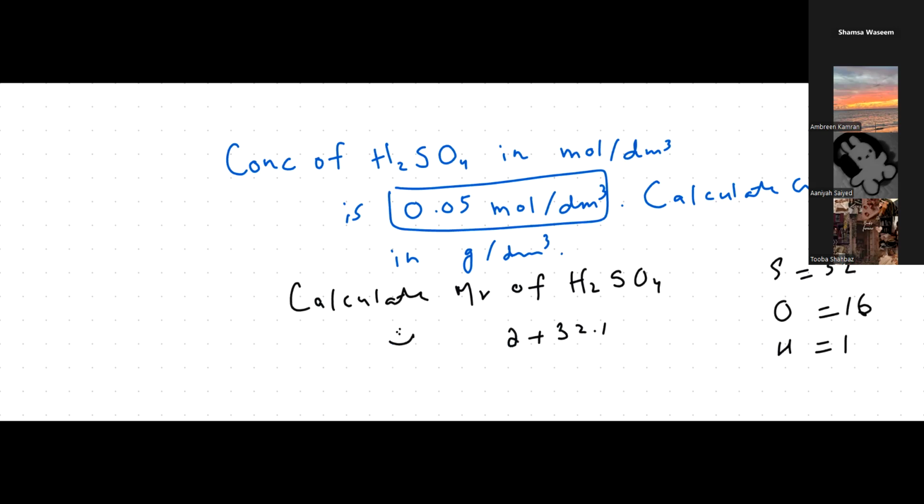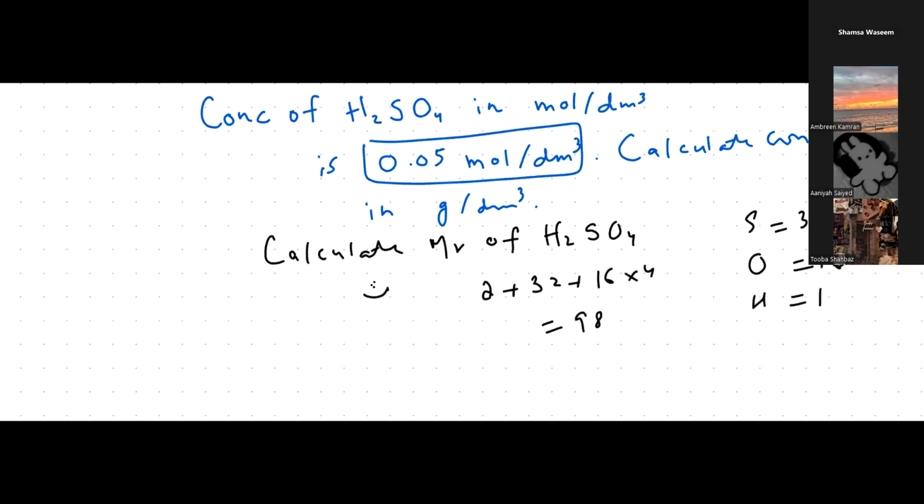Okay. So we will simply multiply the concentration, which is given in mole per decimeter cube, by 98. So 0.05 is the concentration in mole per decimeter cube. We will multiply by the Mr of sulfuric acid, that is 98. Then we get the concentration in gram per decimeter cube, right? So 0.05 times 98, we get 4.9 gram per decimeter cube. Is that clear, girls? Anya, Tuba, Amreen?